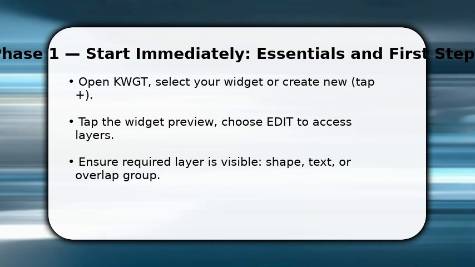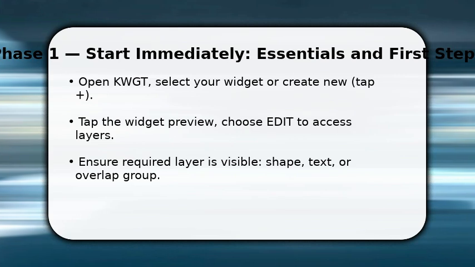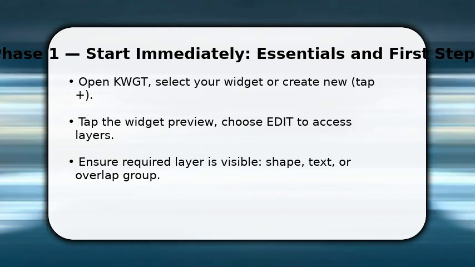That could be a shape, text, or an overlap group. Make sure that layer is selected and visible, otherwise your color change will have no effect. Also verify the global preset is unlocked so you can save changes when finished.